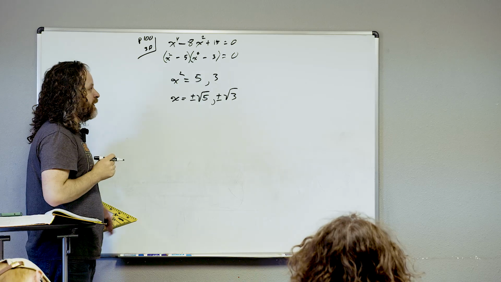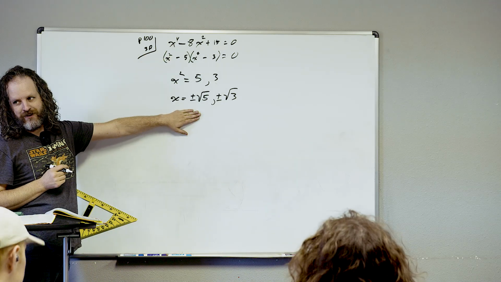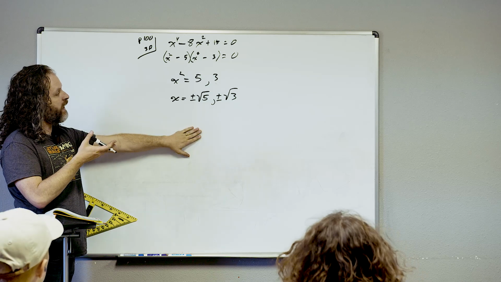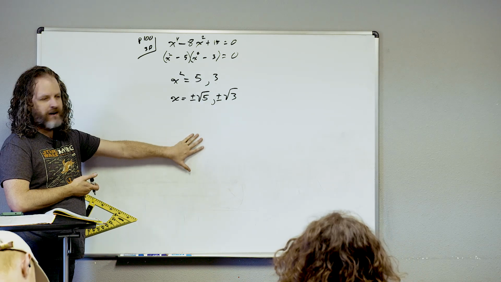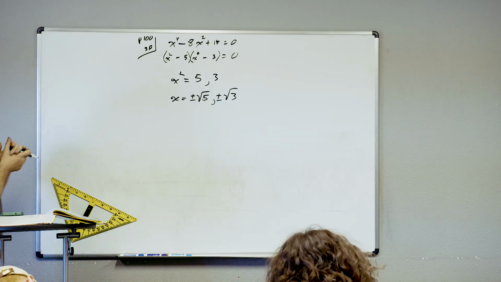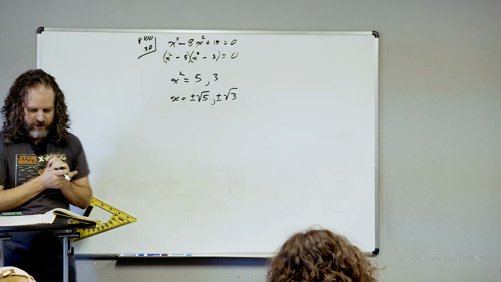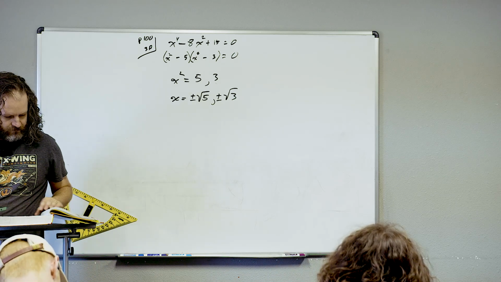Which we expected: there could be up to 4 real zeros, and we found 4 real zeros. There can be less. Less would usually be because there's something duplicated, right? Or you end up with some imaginary ones or something like that. But that's where we're going.